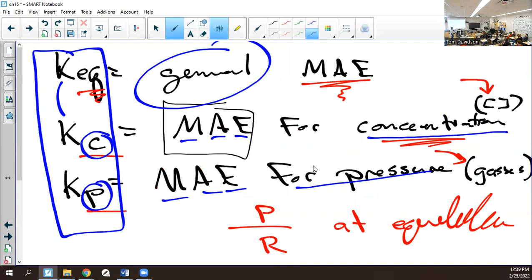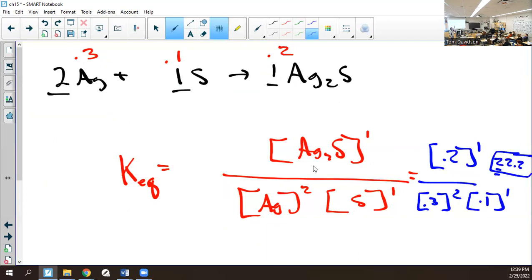First off, raise your hands if you were okay with doing what we just did. You have the equation, you have to balance it, figure out the expression, and then just substitute. It's always products over reactants. If you haven't written that, definitely do. It's always the products over the reactants.